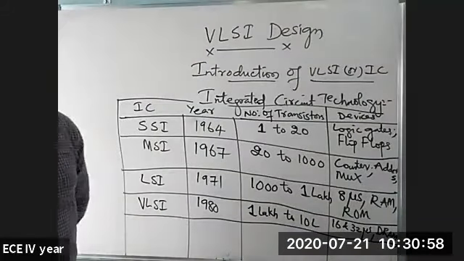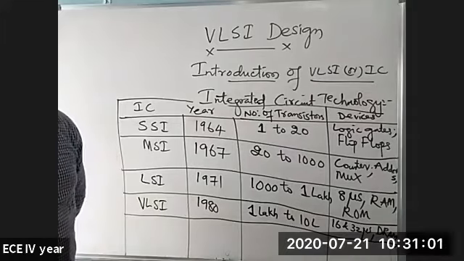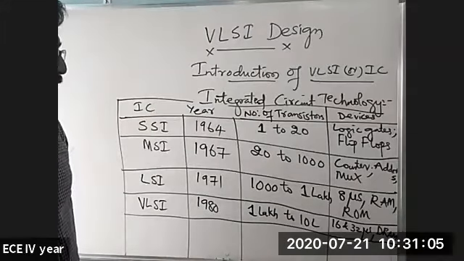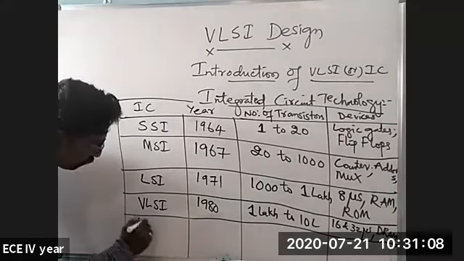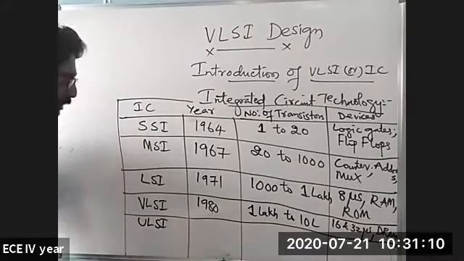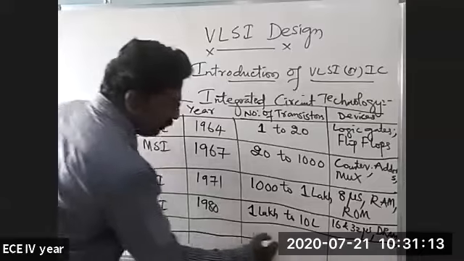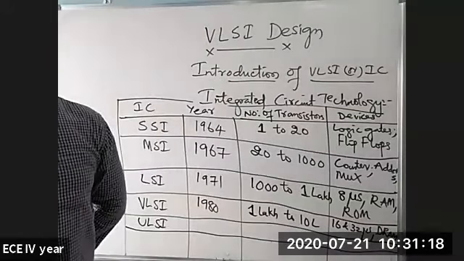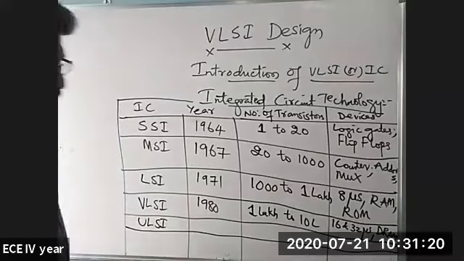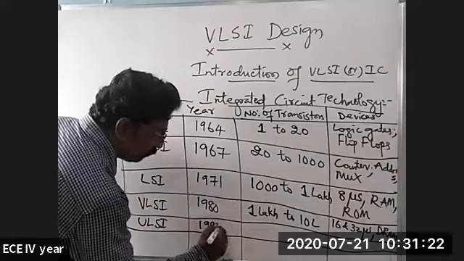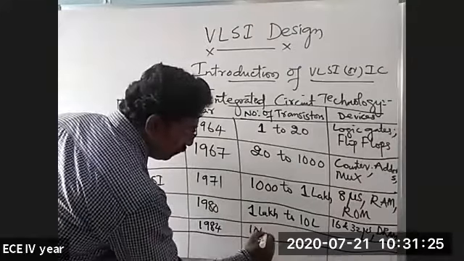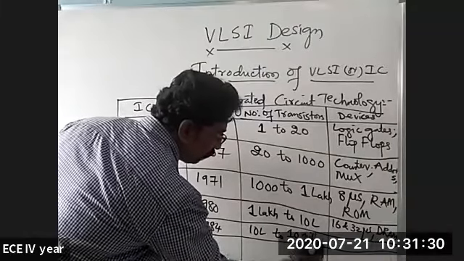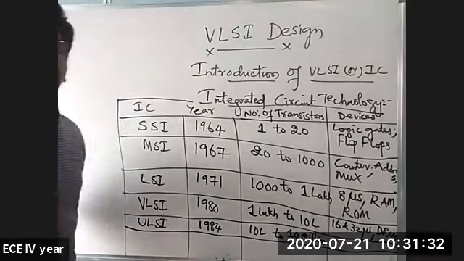Then the next level of technology. After VLSI there are 2 more technologies which are already in the designing part of many circuits. The next one is called ULSI. ULSI means ultra large scale integration. It started in 1984 with nearly 10 lakh to almost 10 million transistors on a single chip.